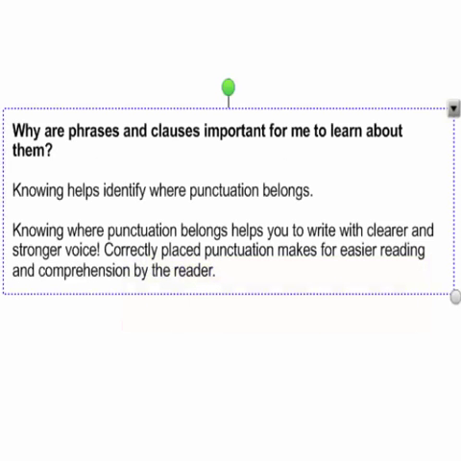So why are phrases and clauses important enough to learn about them? Well, knowing about clauses and phrases helps to identify where punctuation belongs in sentences. And knowing where punctuation belongs helps to write with clarity and stronger voice, and correctly placed punctuation makes it easier for the reader to comprehend.